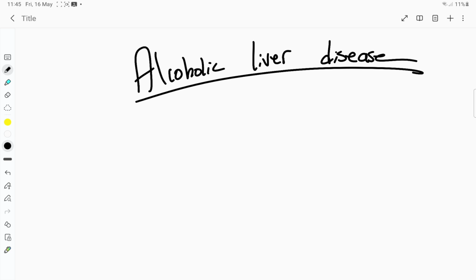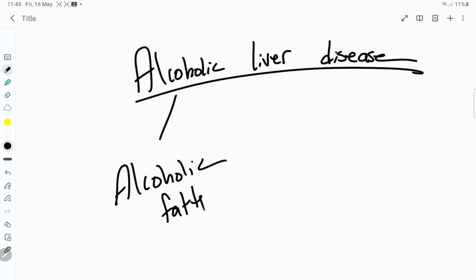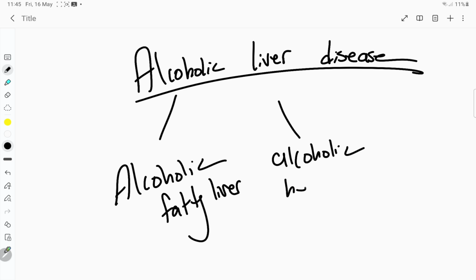Alcoholic liver disease includes three disorders that develop in sequence: alcoholic fatty liver, alcoholic hepatitis, and cirrhosis.